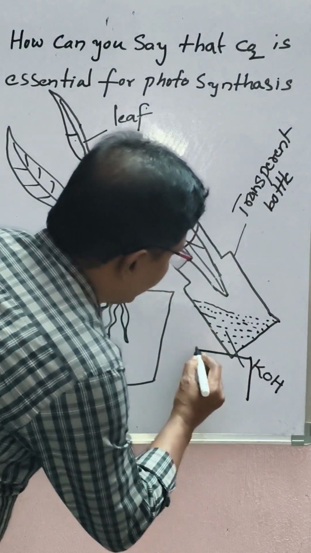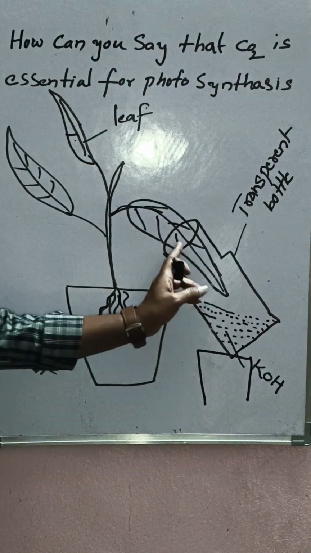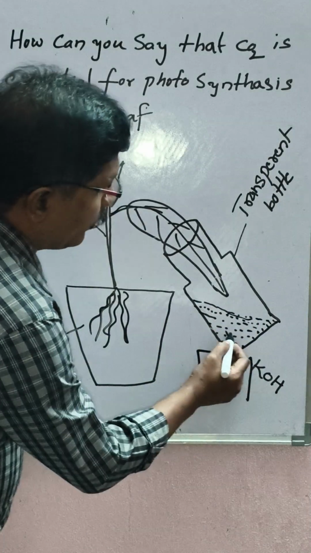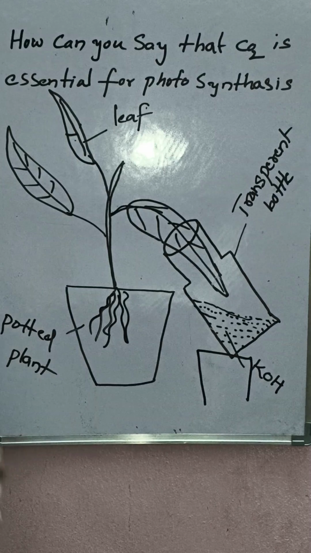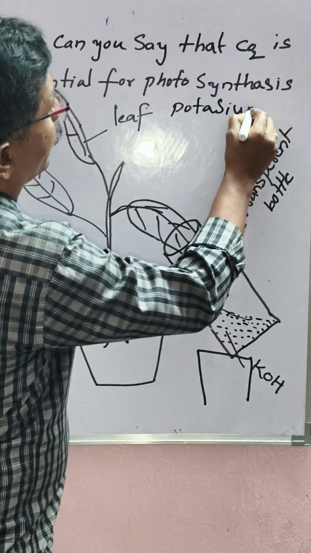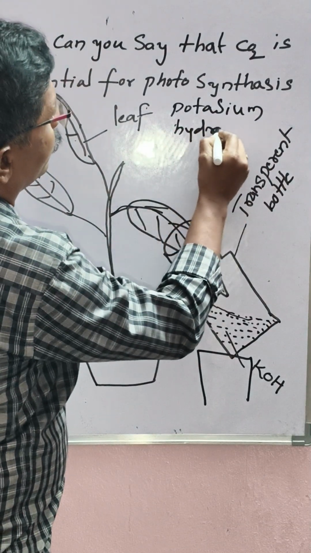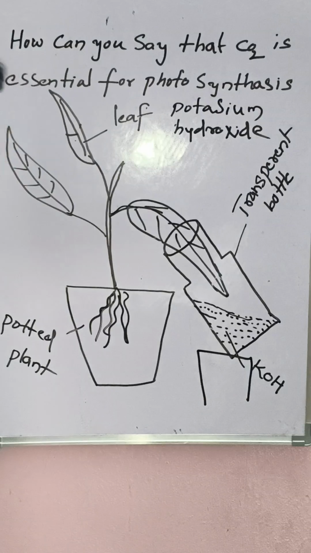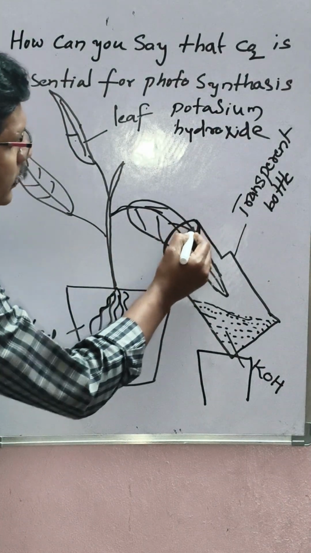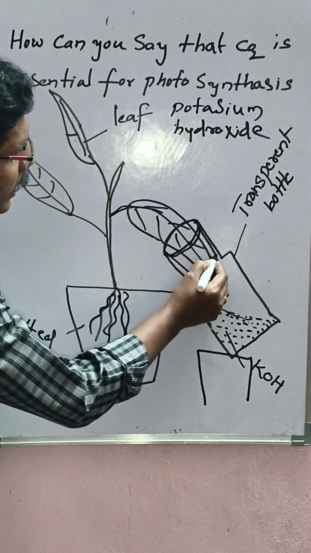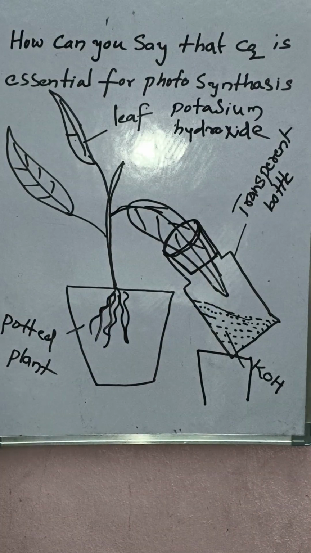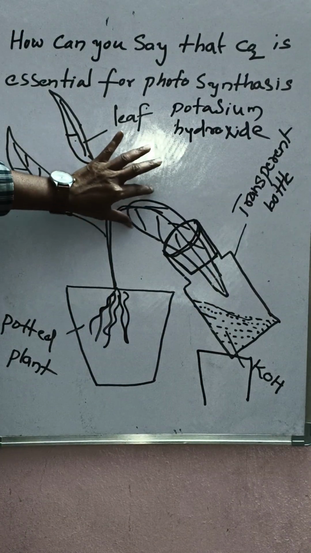Broad-mouthed transparent bottle. Listen carefully. In that broad-mouthed transparent bottle, take some amount of KOH solution. What is the KOH solution? Potassium hydroxide. After that, this entire broad mouth is covered with a single split cork. On the day of the experiment, select one narrow leaf.